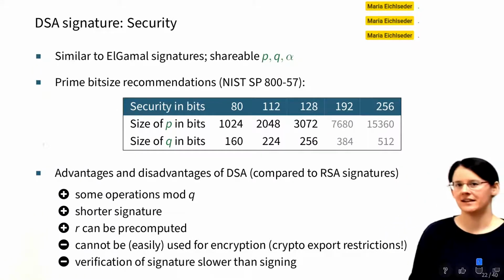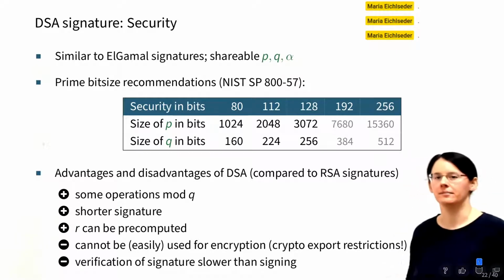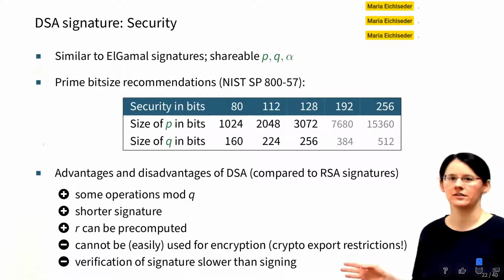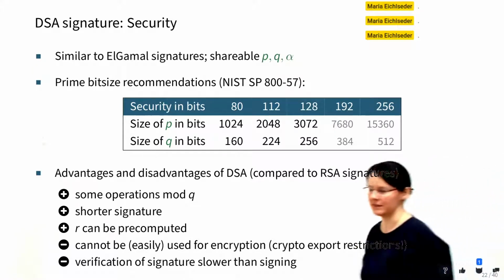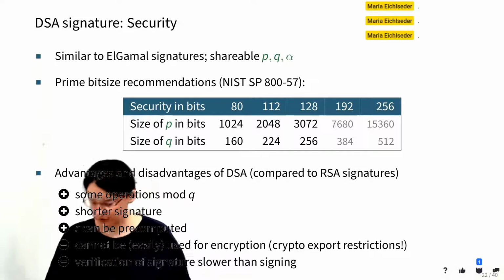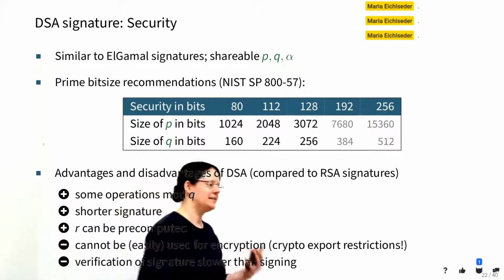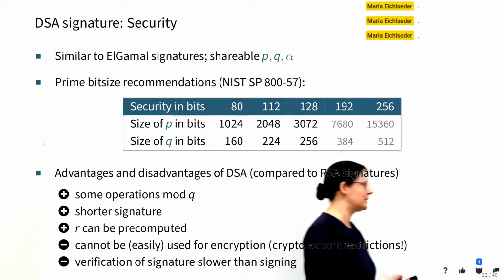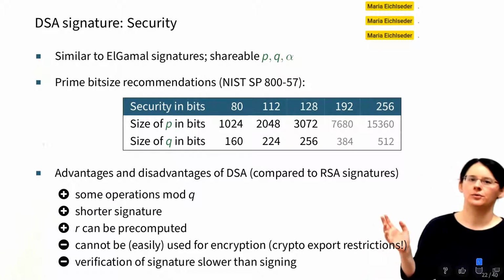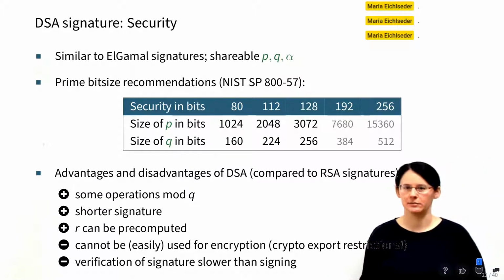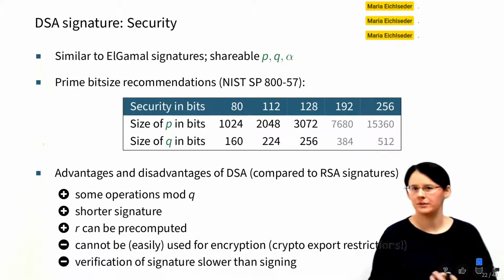And why was this seen as an advantage? This is because for a long time there were export restrictions on cryptographic schemes, but only on some cryptographic schemes. So it was not allowed to export from the US any secure encryption schemes or hardware that implements secure encryption schemes, but it was allowed to export secure signing schemes. And since this can only be used for signing and not for encryption, it could be exported.